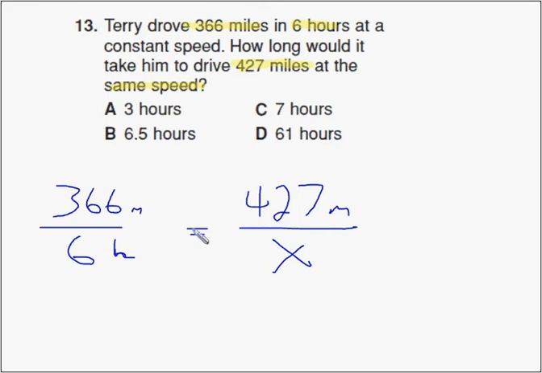Once again, cross products is this. If these two ratios are proportionate, we're looking at proportions. We've been looking at images that are proportional, distances, weights, etc. All the same. Cross products are our friend. This times this. This times this. 366 times x is proportionate to 6 times 427.